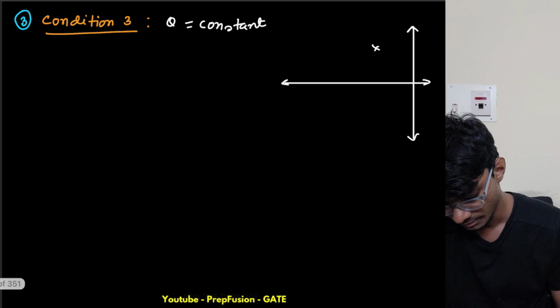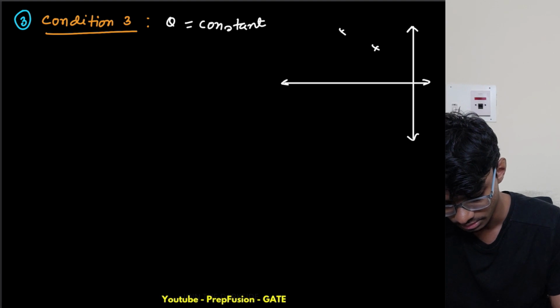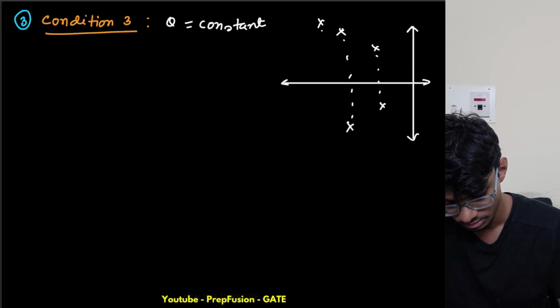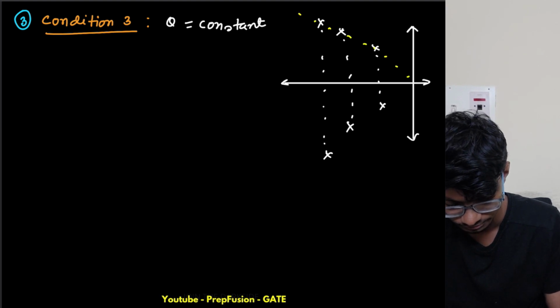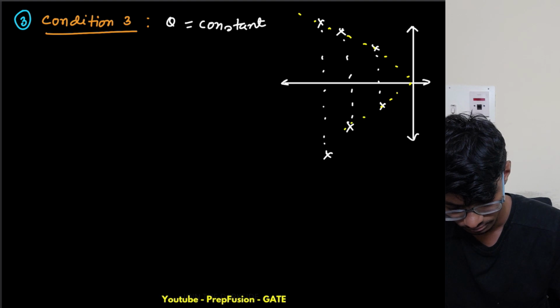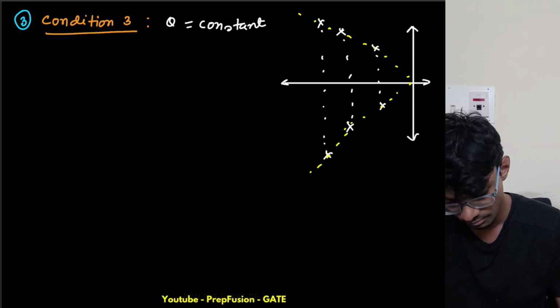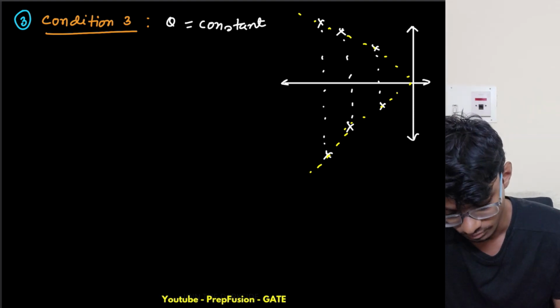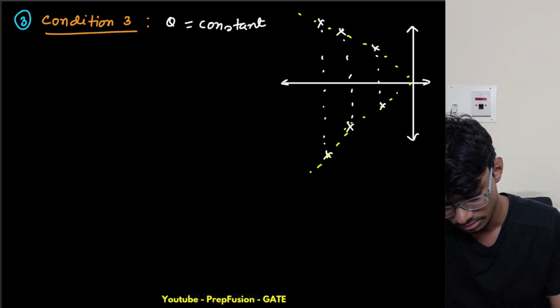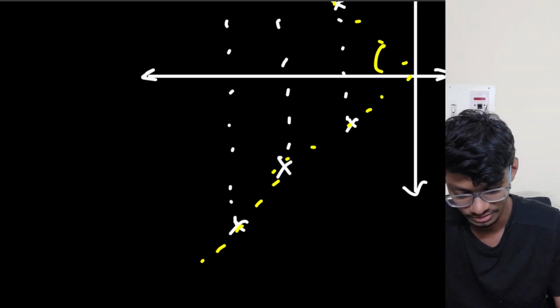So for this one, if I keep it along this line, keeping the angle constant, like 3 poles I will keep. This one will be another pole, this one will be another pole, and this one will be another pole. So basically, what will be this angle? This angle is theta only, this is constant only.